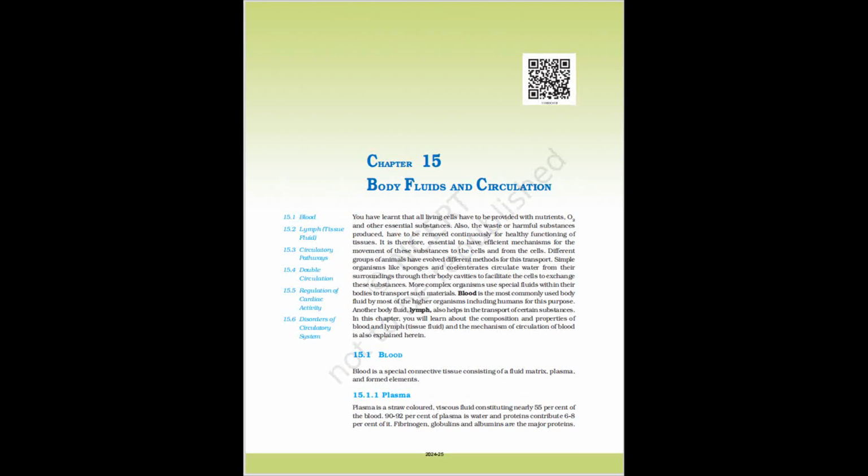15.1.1 Plasma. Plasma is a straw-colored, viscous fluid constituting nearly 55% of the blood. 90 to 92% of plasma is water and proteins contribute 6 to 8% of it. Fibrinogen, globulins and albumins are the major proteins. Fibrinogens are needed for clotting or coagulation of blood. Globulins primarily are involved in defense mechanisms of the body, and the albumins help in osmotic balance.